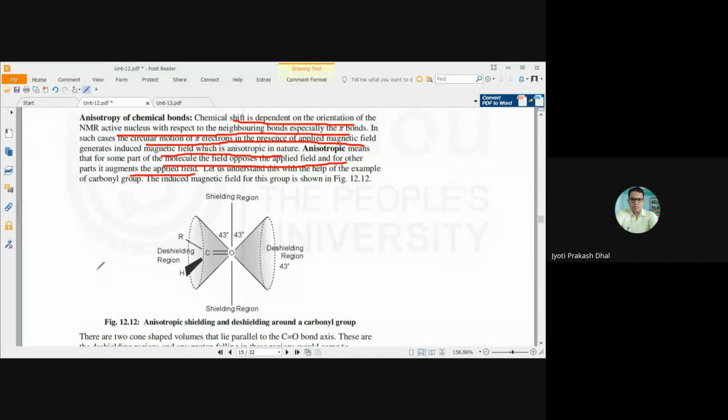So here, this is the shielding region for this type of molecule, for a carbonyl compound. In the carbonyl compound, the oxygen region is the shielding region, and for RC double bond R, the carbon and alkyl regions are the de-shielded region. Let us understand this with the help of the example of a carbonyl group. The induced magnetic field is shown in this figure.